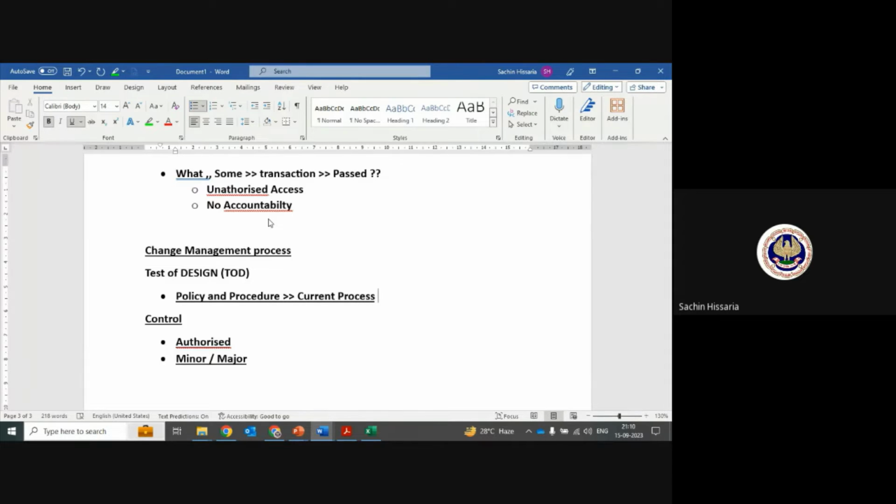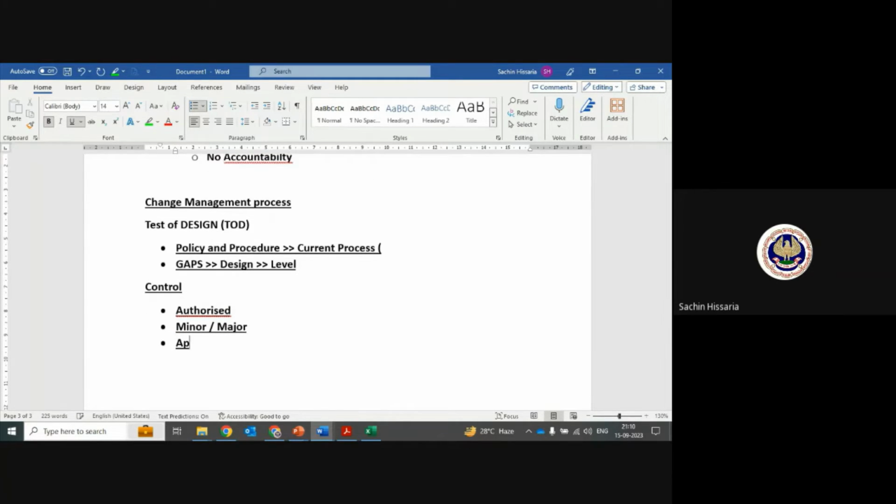Okay, what is the current process the organization is following. From that process, I will try to identify any gaps at a design level. First I will try to identify any gaps at a design level. For example, suppose in their policy they have not mentioned anything about a change approval.